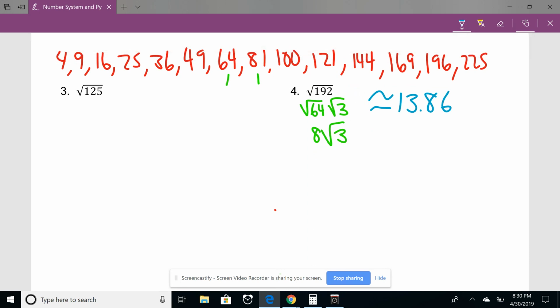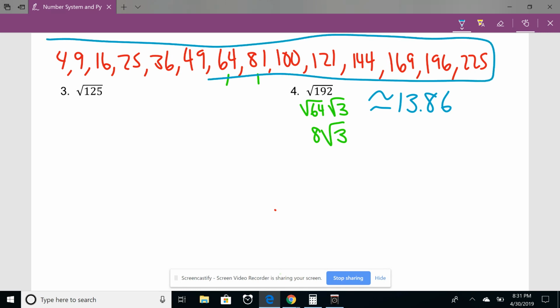So again, it's always important to put the biggest perfect square first, because if you don't, you could keep simplifying and take up a lot more time than you need to. That's why it's important you write out this perfect square list and know it inside and out to help you simplify these. So that's it for today's video. Again, focus on breaking down these square roots by putting the biggest perfect square that goes into it first.